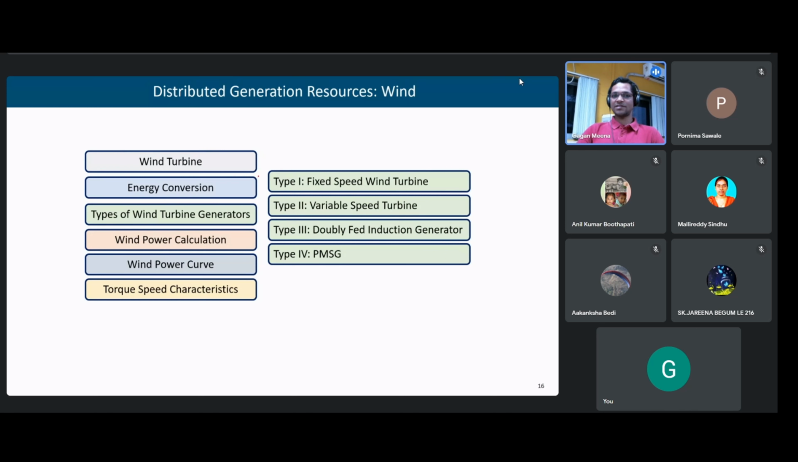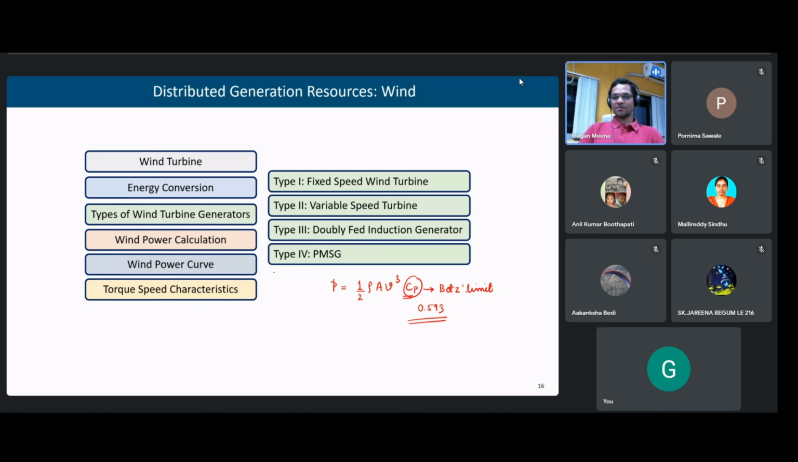Then we saw how the energy conversion happens in wind energy systems. And there are different types of wind turbine generators, type 1, type 2, 3 and 4. Then we saw the wind power calculation. We saw that P is proportional to V square into Cp. So this came from this Betz limit. The Betz limit gives the maximum Cp, which is 0.593.